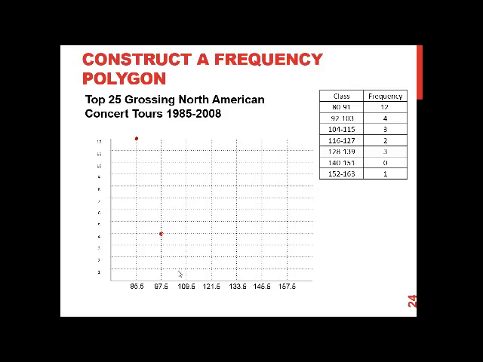The class mark for the 104 to 115 is 109.5. That's 3. And then we go to 121.5, which is 2. 133.5, which is 3. 145.5, which is 0. 157.5, which is 1. And to complete our polygon, we're going to start at 0 before the first class and end at 0 after the last class.